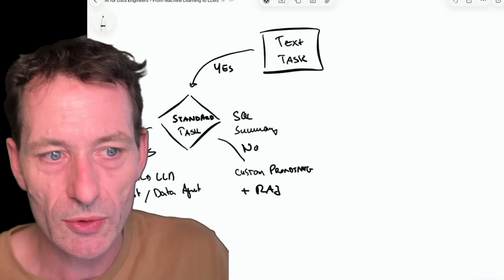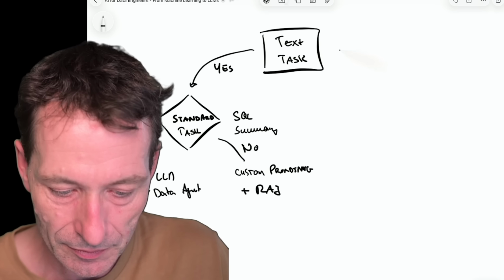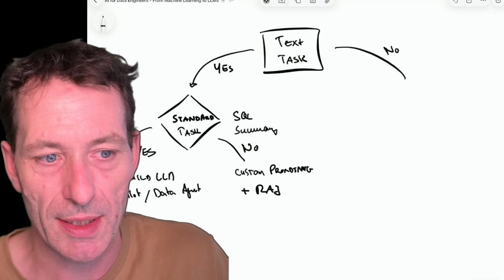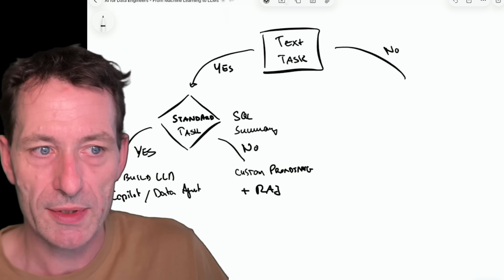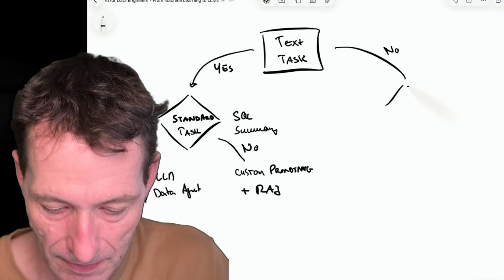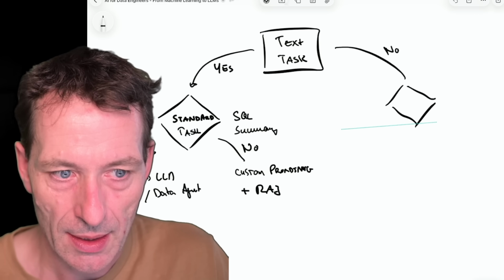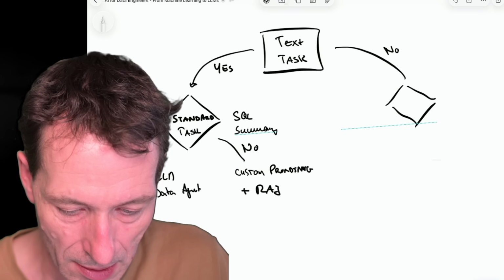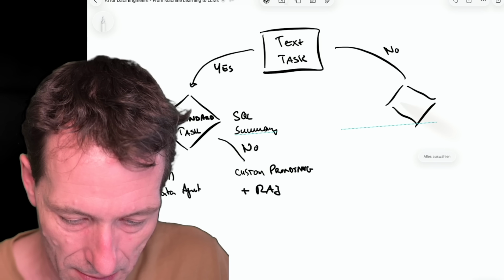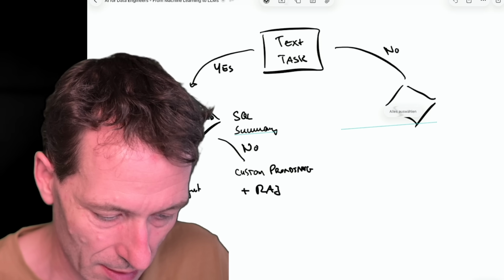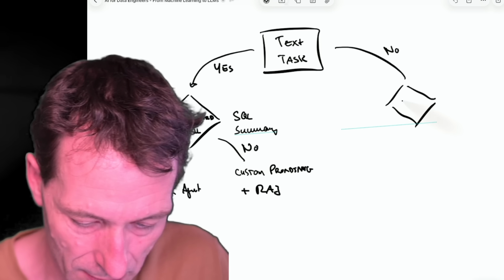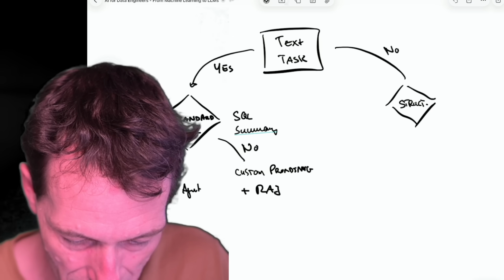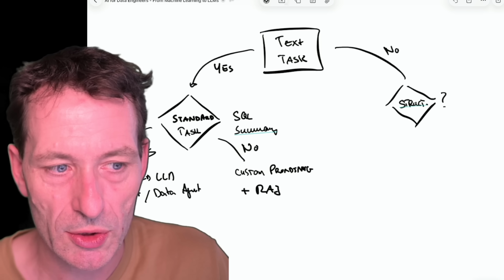Let's assume you don't have a text-based task. So this is the no part of the text-based task. Do you have some kind of structured prediction? Structured prediction. What does structured prediction mean?